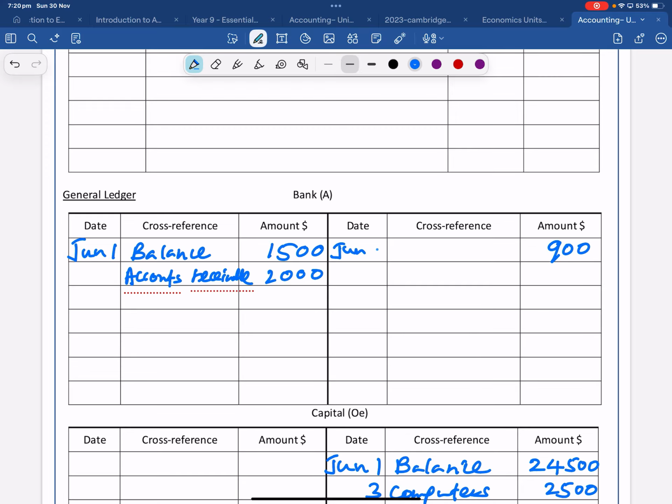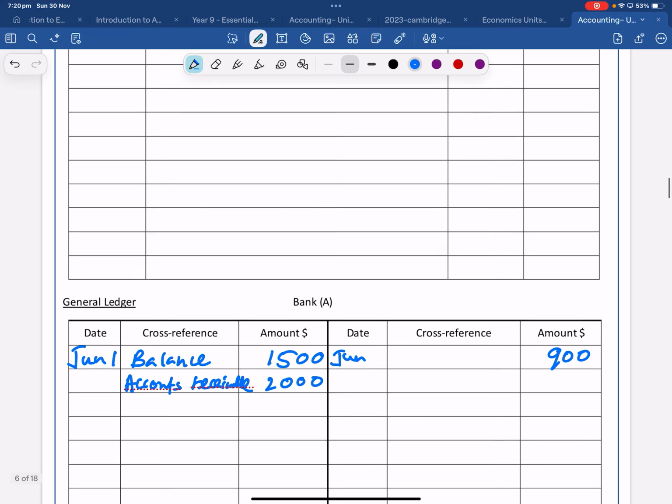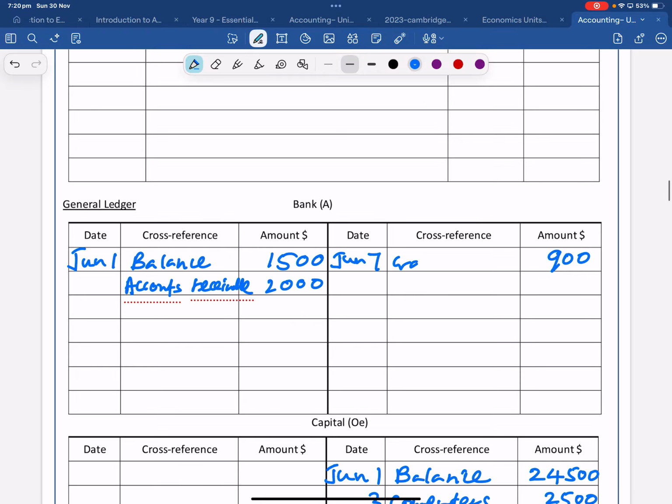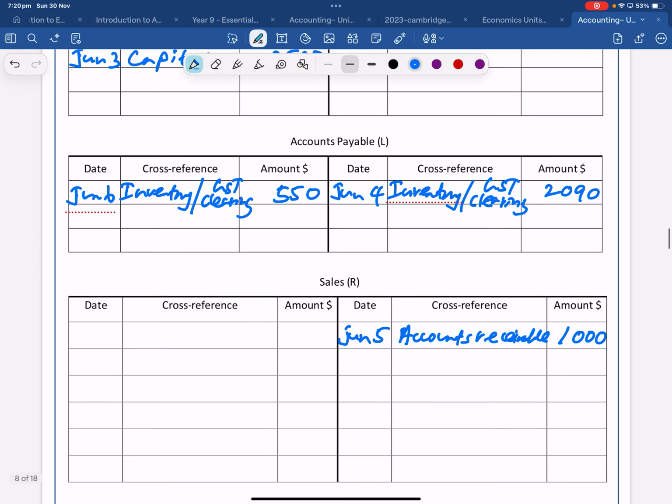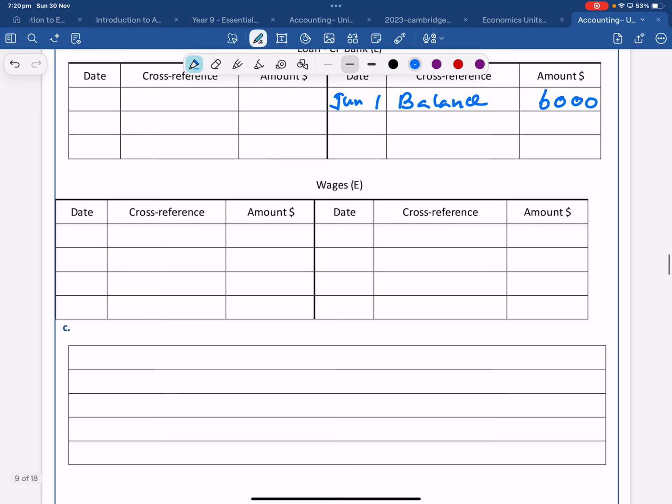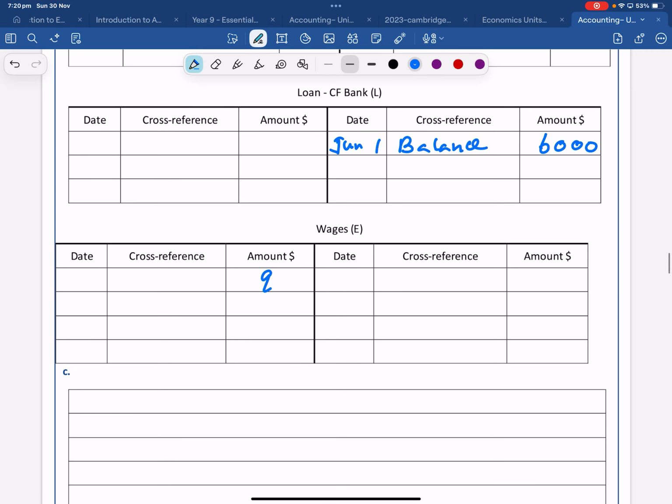June 7th, saying wages, wages debit 900. June 7th, same bank.